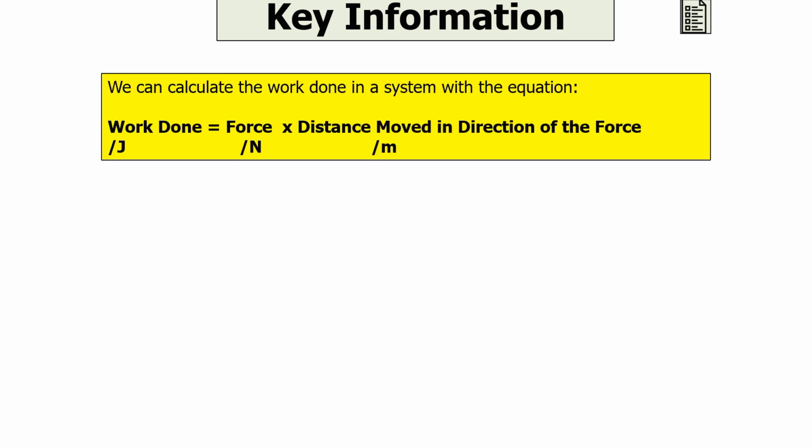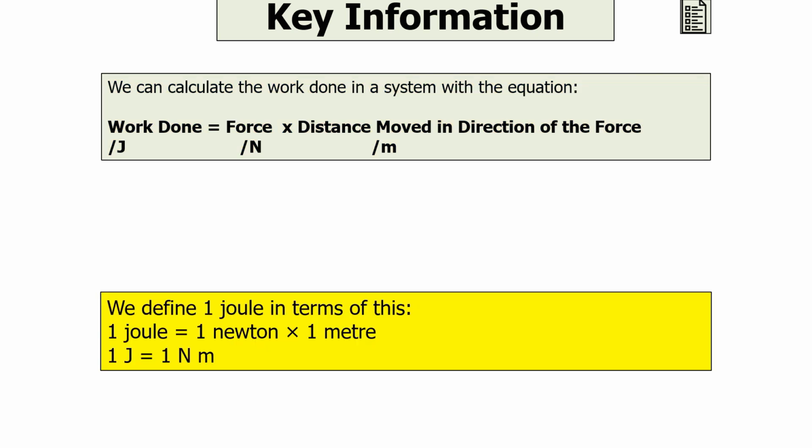So we can calculate the work done in a system with the equation: work done in joules is equal to the force in newtons times the distance moved in the direction of the force in metres. Now we can define 1 joule in terms of this. 1 joule is therefore going to be 1 newton times 1 metre. So 1 joule is 1 newton metre.